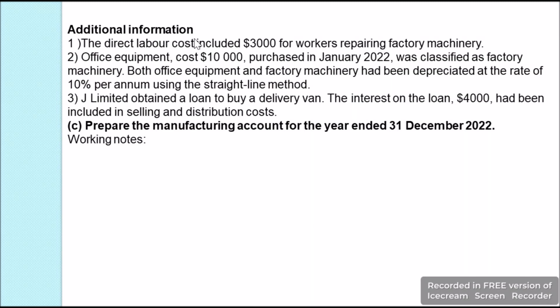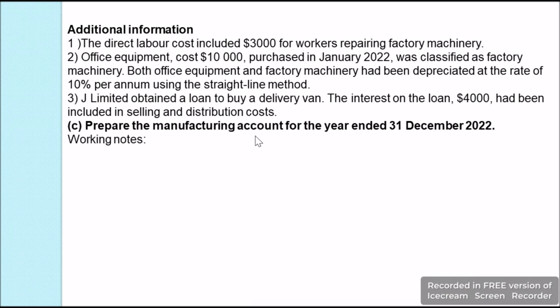Furthermore, additional information is provided which states the direct labor cost includes $3,000 for workers repairing factory machinery. Second, the office equipment cost of $10,000 purchased in January 2022 was classified as factory machinery. Both office equipment and factory machinery have been depreciated at the rate of 10% per annum using the straight line method of depreciation. And third, J Limited obtained a loan to buy a delivery van. The interest on this loan was $4,000 and has been included in selling and distribution cost.